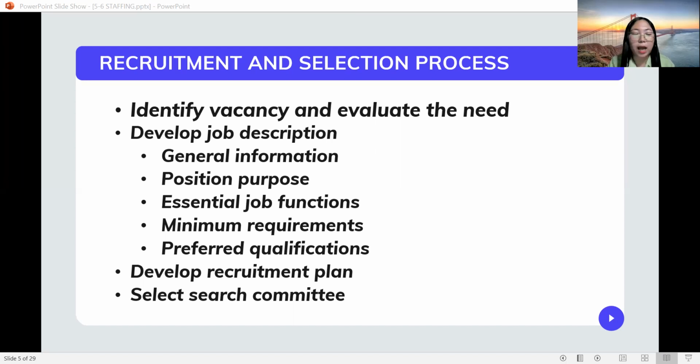Pwedeng itong isa ay focus doon sa physical, yung isa naman ay sa skills na mismo natin, and yung isa naman is to the attitude of our job applicant, and so on and so forth. So mas marami pa yan when it comes to the selection committee. Mas marami, medyo mas mahirap, pero mas sure natin kapag tayo mag-a-apply.